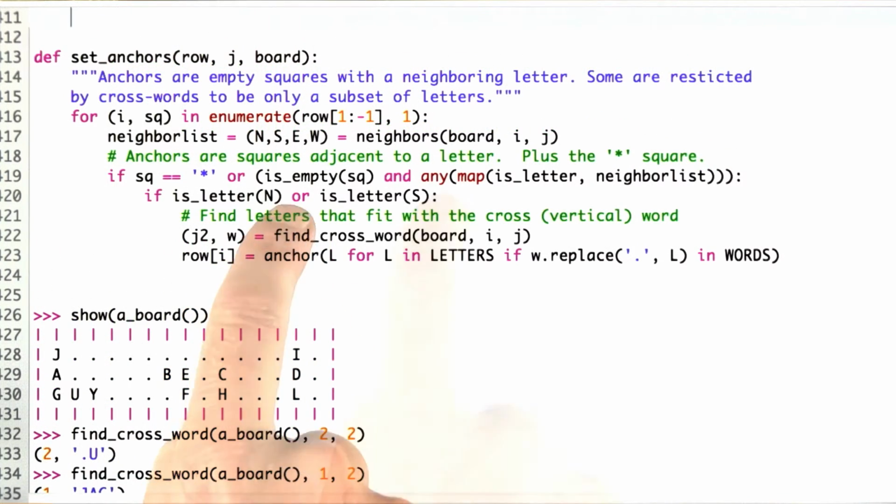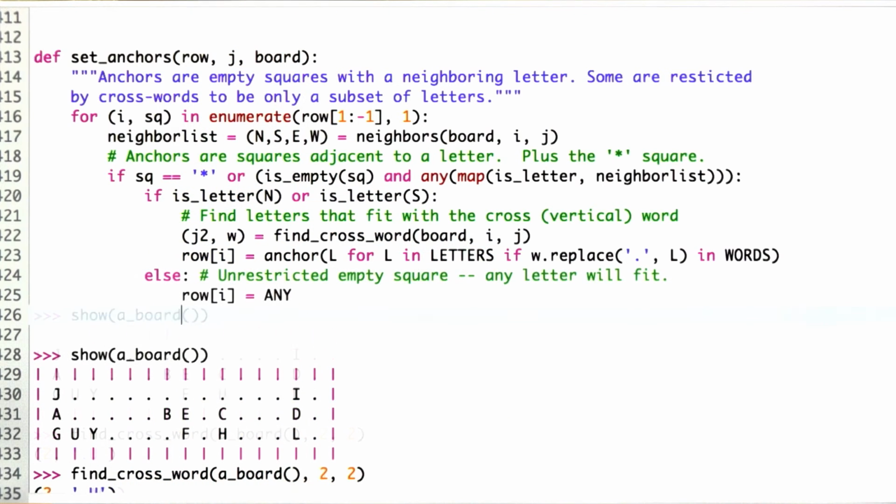So that's setting the anchor if there are cross letters above or below. Otherwise, we have an unrestricted anchor. For example, this anchor here to the left of the D, any letter can go in there, and we've already defined the global variable any to be the anchor that allows any letter to occur.